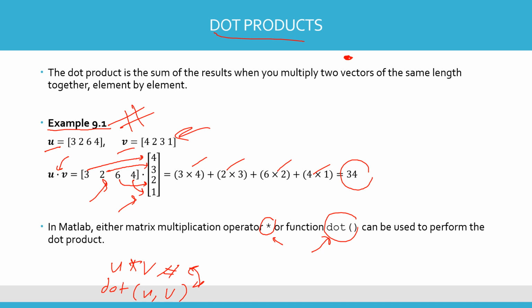In MATLAB, either metric multiplication operation or dot can be used. You can use either this one or this one. So how to use this? In MATLAB, for example, you already define u and v. For the dot product you use u star v. This one you already learned. Another way to write this is dot, then u and v. This is the same thing. You can use either.